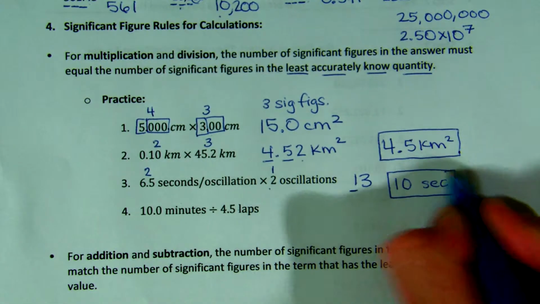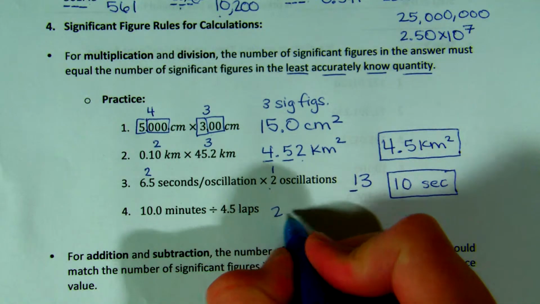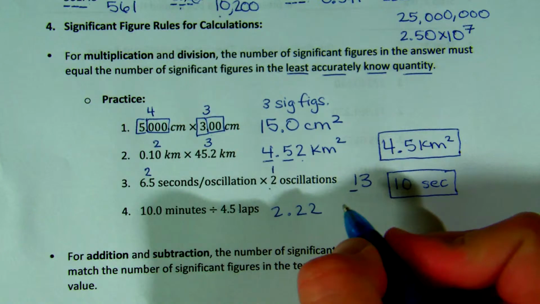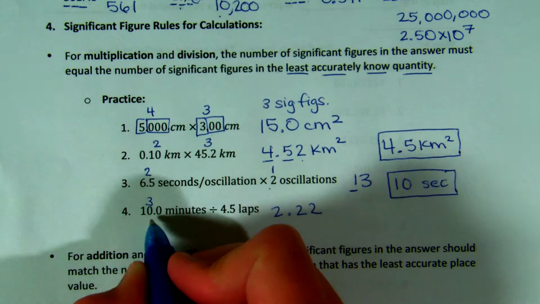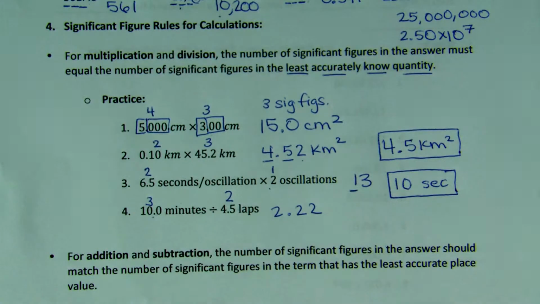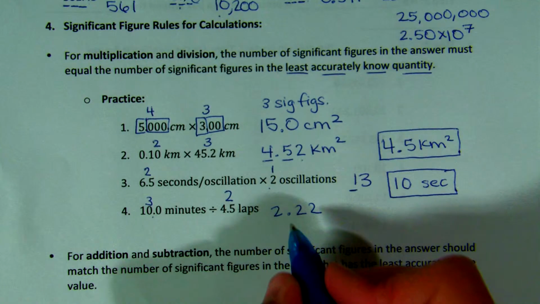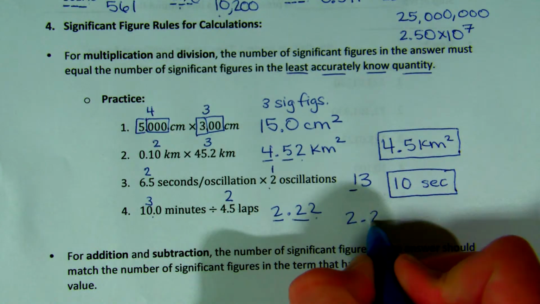In number 4, if you take 10 and divide by 4.5, you get 2.22. There's 3 significant figures in this value. Those zeros are significant because of the decimal, and there's 2 in that quantity, so our answer should have 2. We would round down: 2.2 minutes per lap.